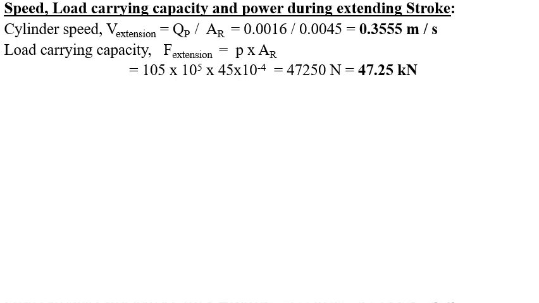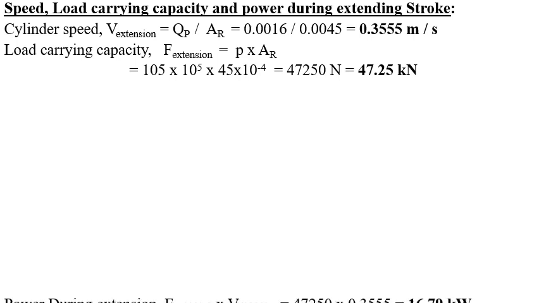And second is a load carrying capacity during extension, that is F extension equal to pressure into area of rod. Pressure is 105 into 10 to the power of 5 into area of rod is 45 into 10 to the power of minus 4. 0.0045 can be written in terms of 45 into 10 to the power of minus 4. Simplify this, we will get 47,250 Newton or 47.25 kilonewton. Load carrying capacity during extension stroke, that is 47.25 kilonewton.